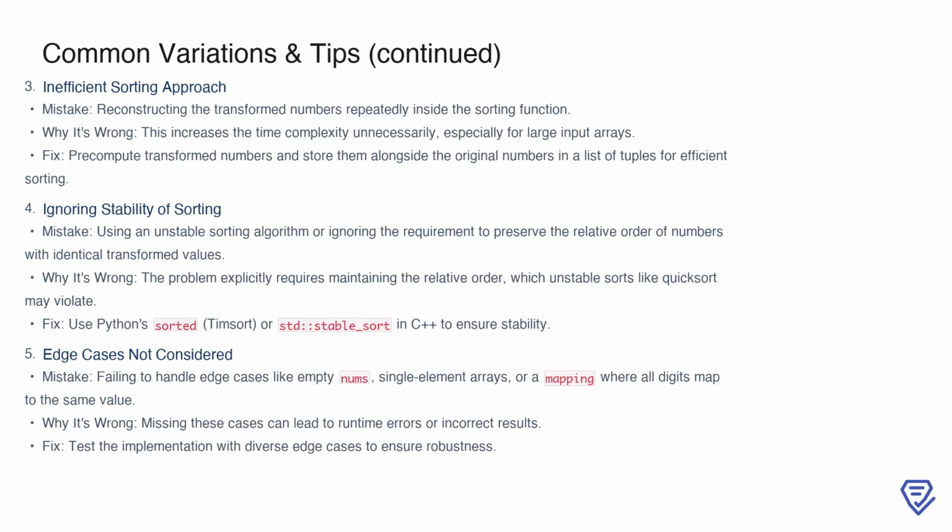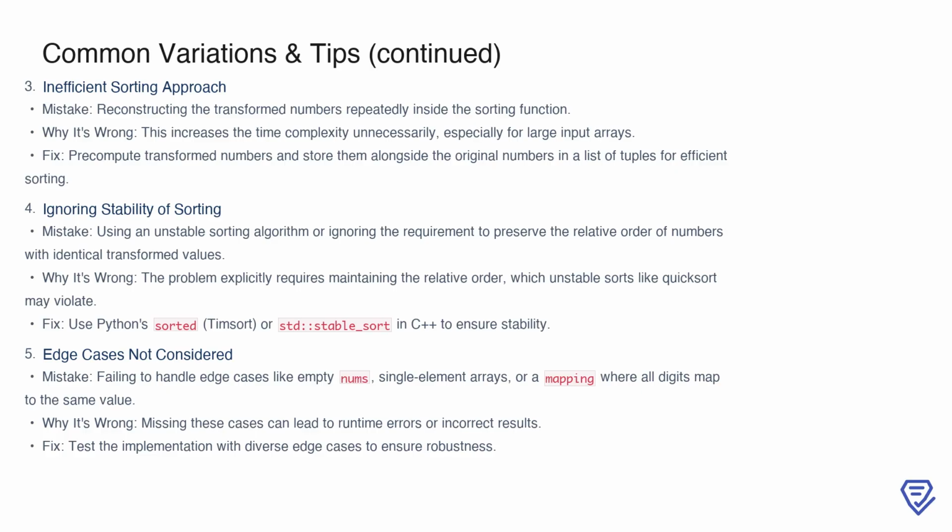Another issue is ignoring the stability of the sorting algorithm. The problem explicitly requires you to maintain the relative order of numbers with identical transformed values, but using an unstable sorting algorithm like quicksort can violate this requirement. Instead, opt for stable sorting methods such as Python's sorted or C++'s std::stable_sort.